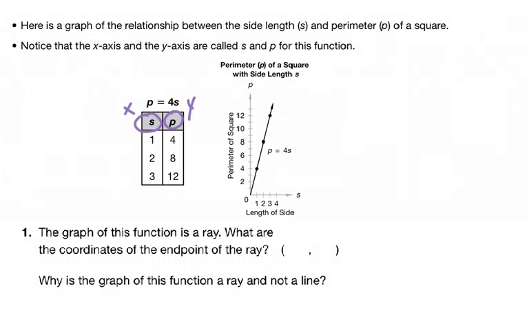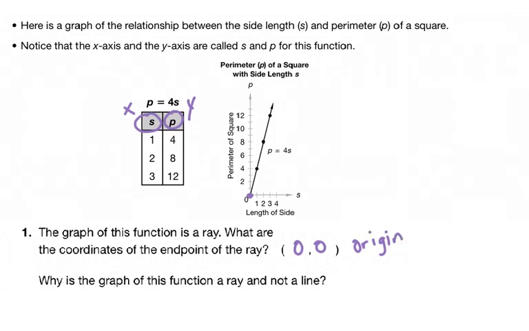And it says the graph of this function is a ray. What are the coordinates of the end point of this ray? So a ray always has an end point. It doesn't go on forever. And you will notice that the end point of this ray is where I just drew the purple dot at 0 and 0. Okay, and so that is our origin.